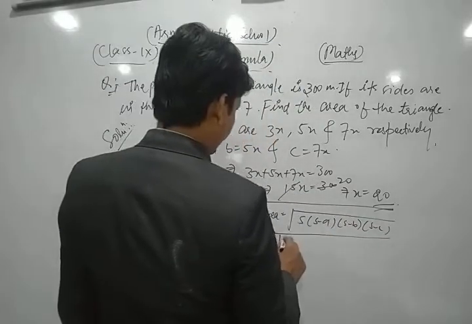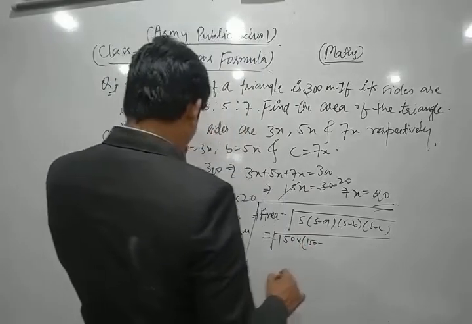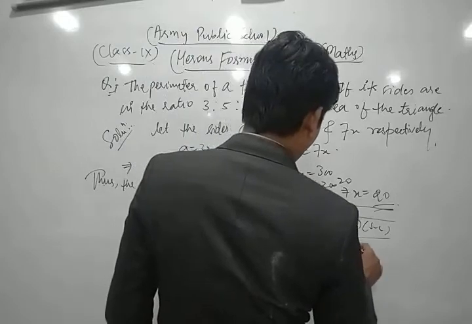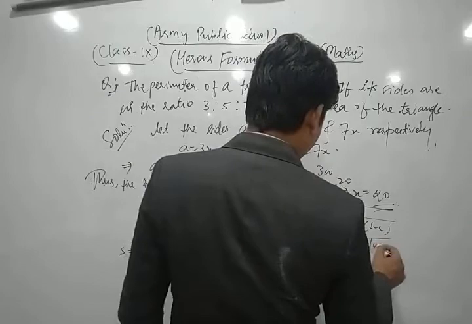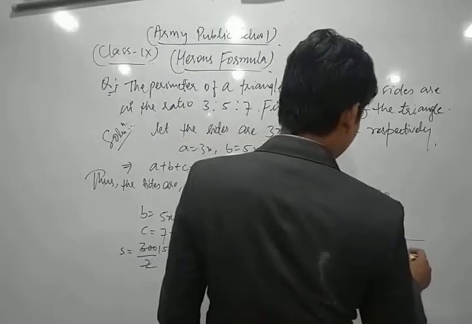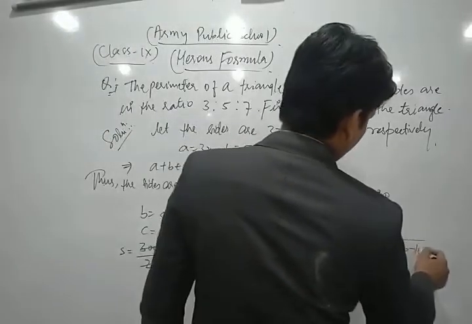S is 150, so 150 minus A means what? 60. Into 150 minus B means what? This is 100. Into C is 150 minus C, its third side, this is 140.